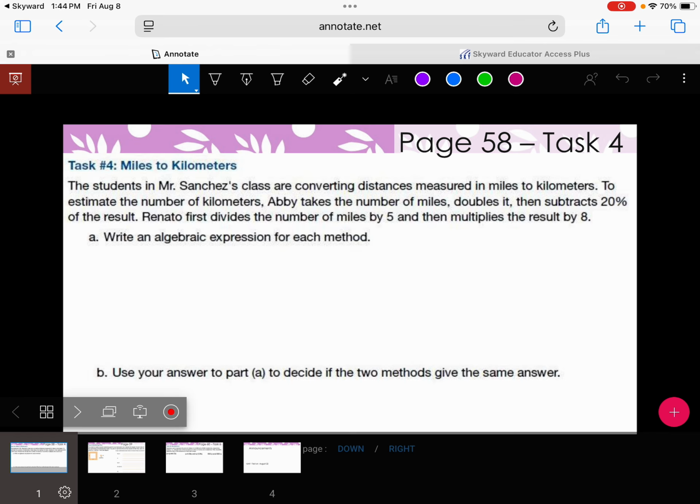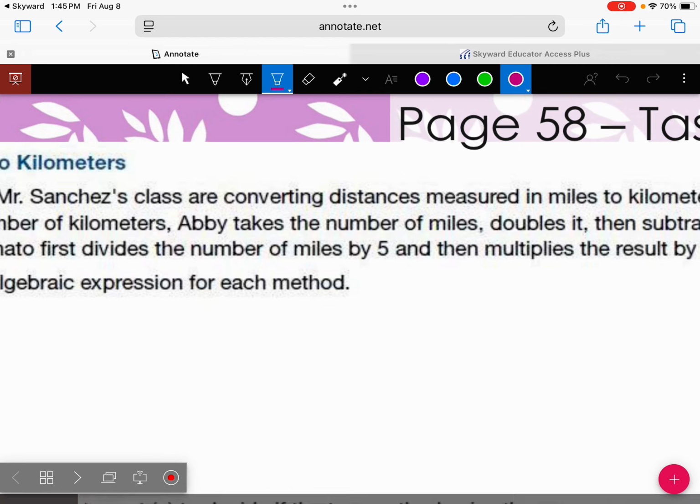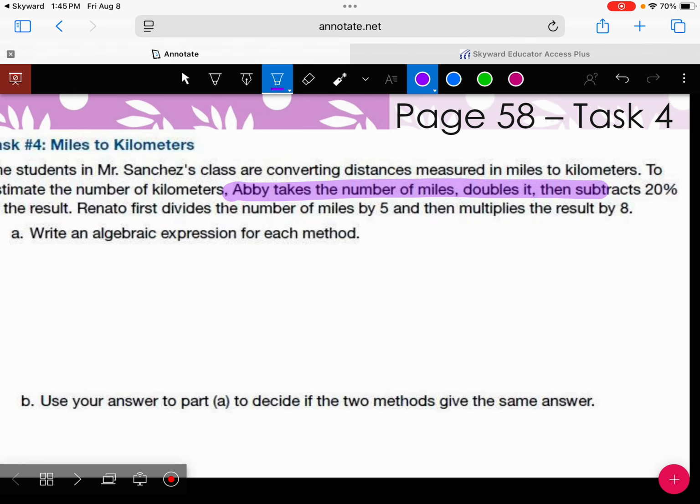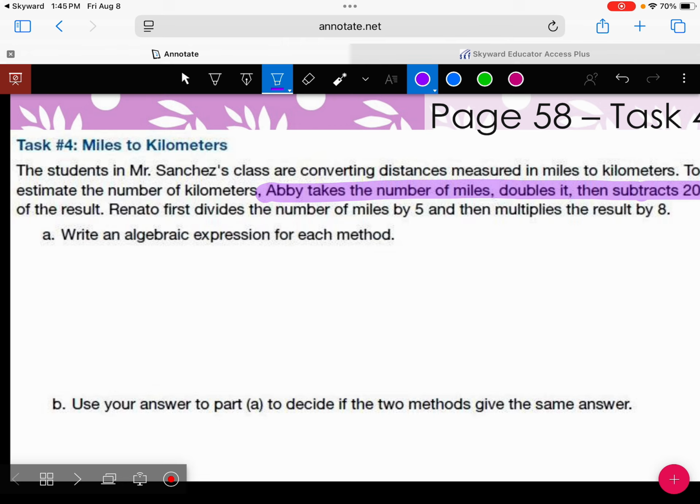And what we have here is that the students in this class have done some unit conversions. So they took miles and they switched them into kilometers. And there were two different students who used two different techniques. And so we're trying to compare what they did. So we have here that Abby takes the number of miles, doubles it, and then subtracts 20% of the result.